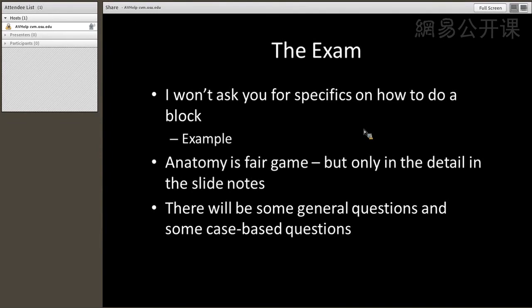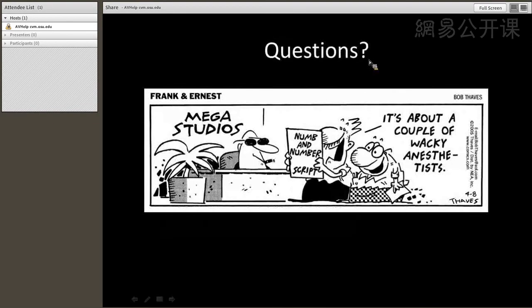Anatomy is fair game, but only in the detail that's in these slide notes. So I'm not going to go into a bunch of stuff that you learned in first year, when you had to memorize the Dyce book backwards and forwards. And there are going to be some general questions as well as some case-based questions. And it is all going to be multiple choice. Are there any questions about local anesthetic techniques or pharmacology?